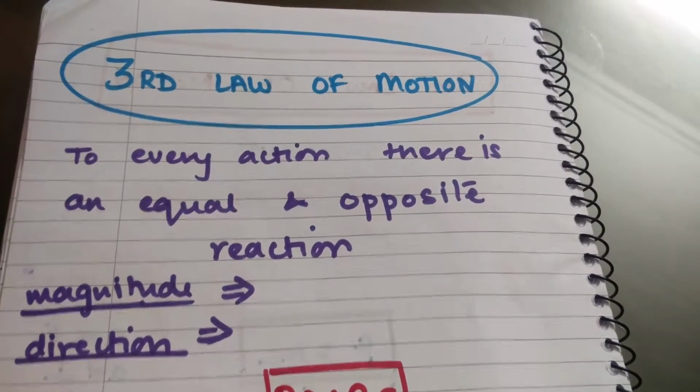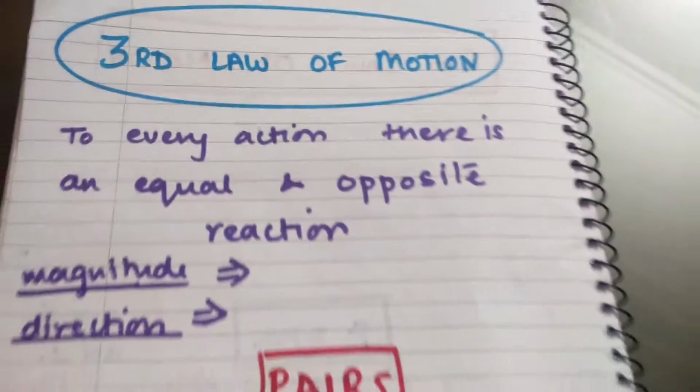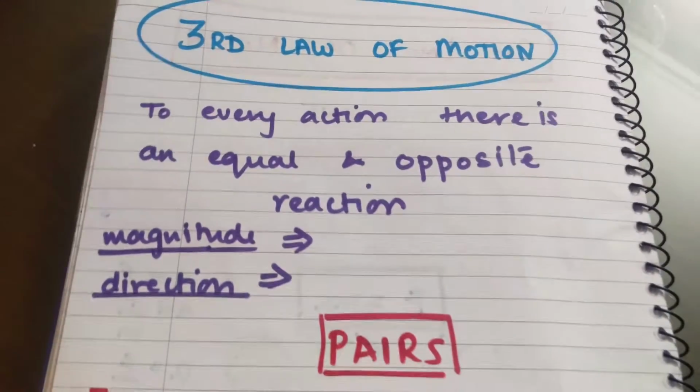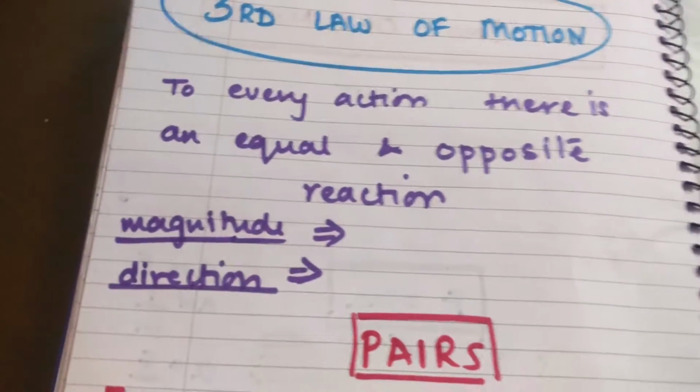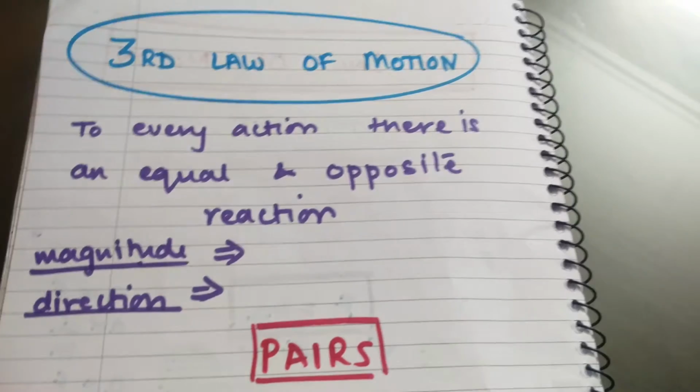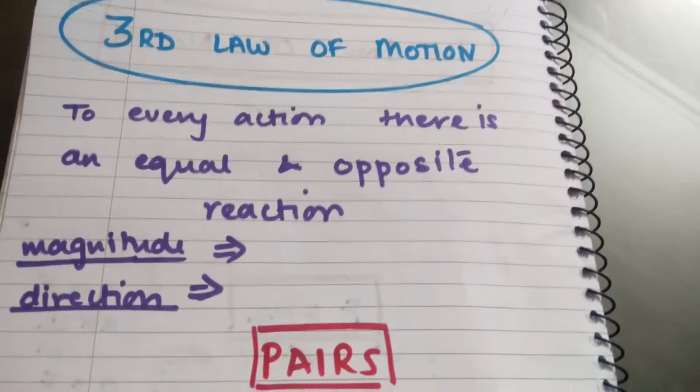Now we're going to talk about Newton's third law of motion. Now this is by far the easiest law of motion, and it's something that is observed the most. We observe it almost every day in one way or the other. Newton's third law of motion states that to every action there is an equal and opposite reaction.